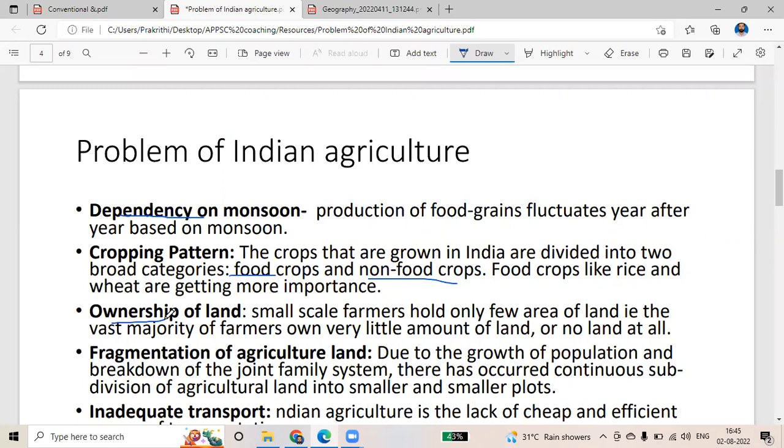There are certain causes for these small ownerships. One of them is the fragmentation of agricultural land. Why is it so? Because in earlier times, most farmers had huge acres of land. But what happened? He has his own family. After a certain time, he wants to give it to his son or daughters. The daughter also has to be given a share. So what happens? The land gets divided. By dividing multiple times like this, the land gets fragmented.